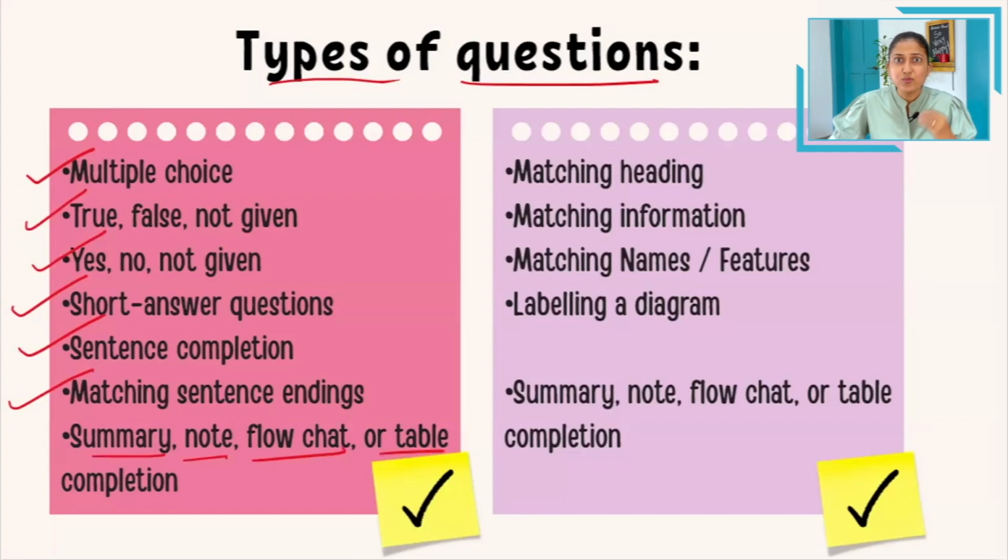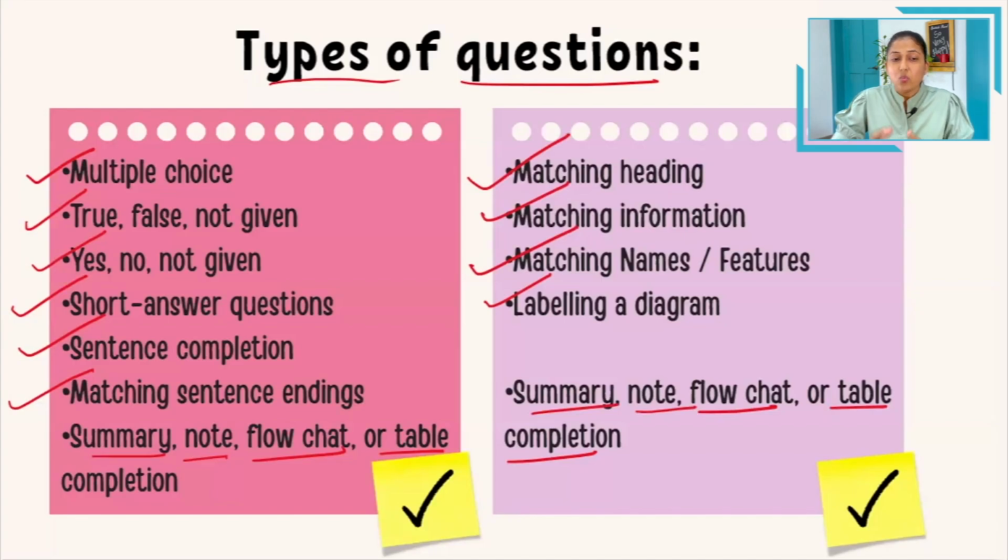Apart from these types, we also have matching the headings. That means you get a list of headings and you have to match the headings to the paragraphs. Then you also have matching the information. Then you have to match names to the features. Sometimes there is something called labeling the diagram also. And we also have summary completion, note completion, flow chart completion and table completion. Well, so these are the different types of questions that you get for your reading module.